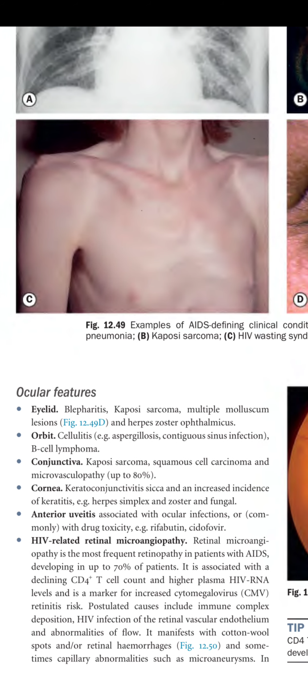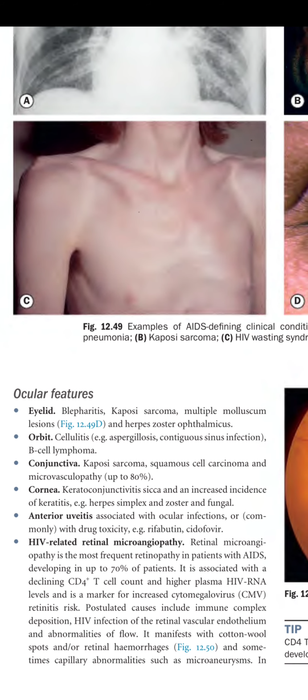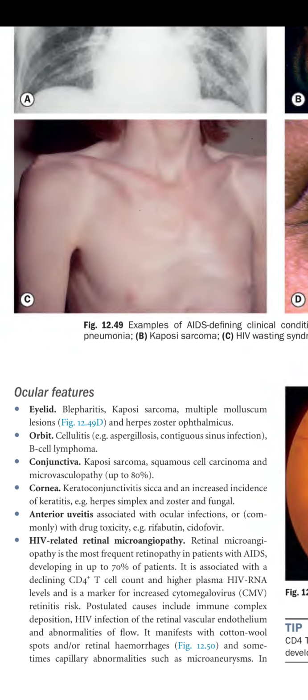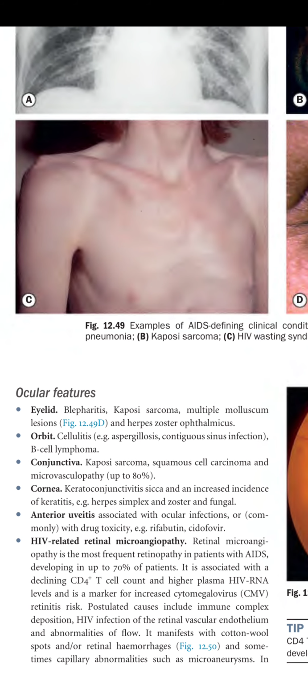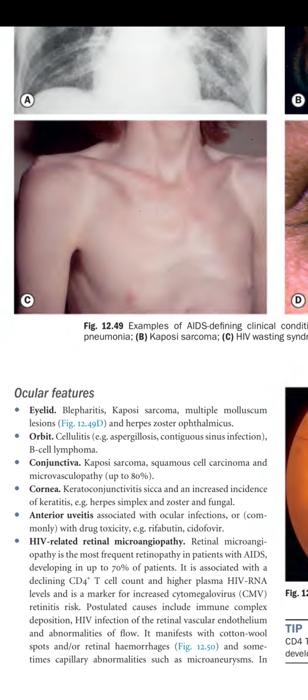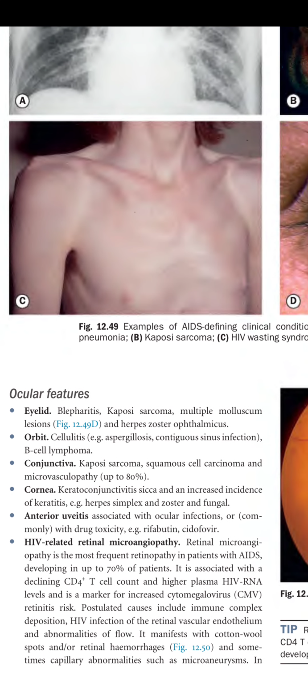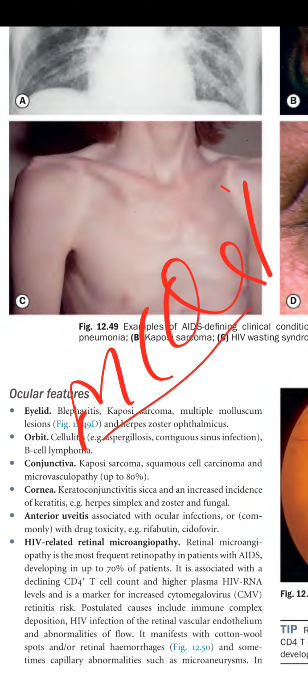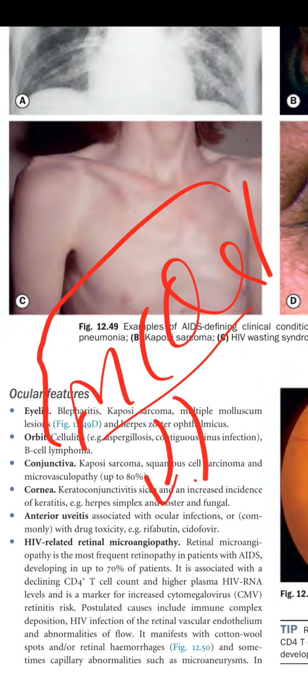Then comes the cornea. In the cornea, it causes dry eye, keratoconjunctivitis sicca, and increased incidence of keratitis, for example, herpes simplex and zoster and fungal. Anterior uveitis occurs with ocular infections or commonly with drug toxicity, for example, rifabutin and cidofovir. Very important from the MCQ point of view: which medicines cause anterior uveitis in a case of AIDS? It's rifabutin and cidofovir.